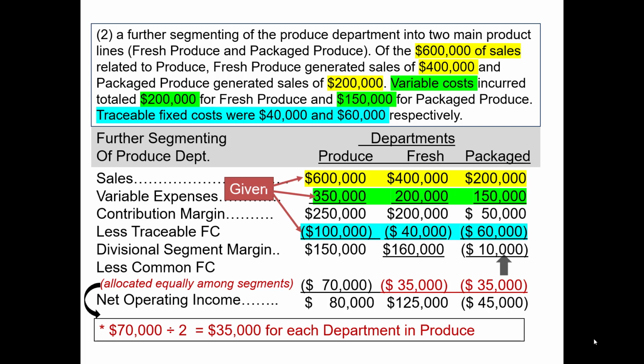So once again, it does appear that the packaged product line is really the problem in our produce department. So what we could do is further segment this into packaged apples, packaged oranges, packaged potatoes, packaged onions. We could figure out which one of them is really causing a problem, or how several of them may be.